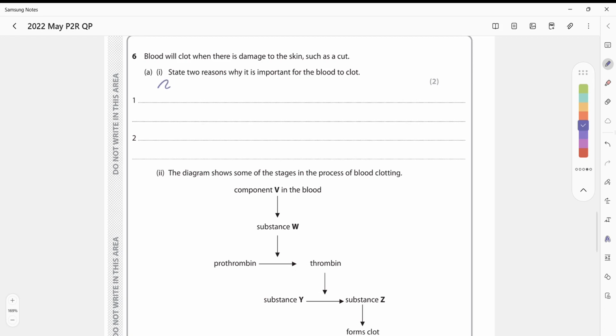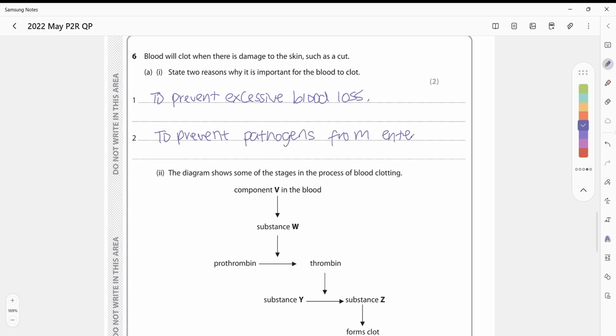So number 1 is to prevent excessive blood loss, and to prevent pathogens from entering the body.